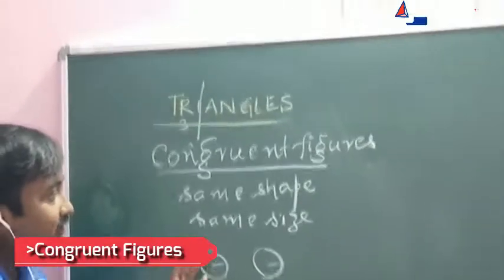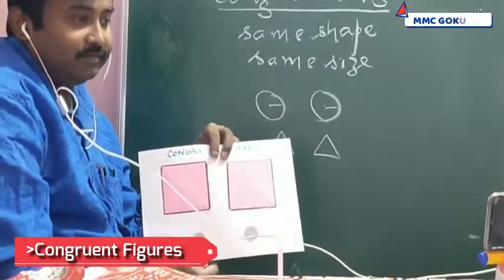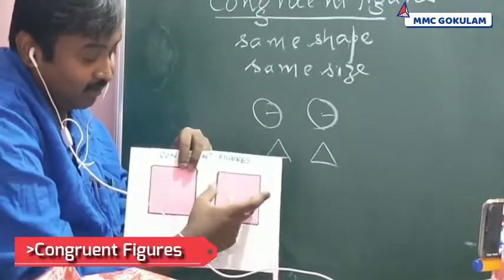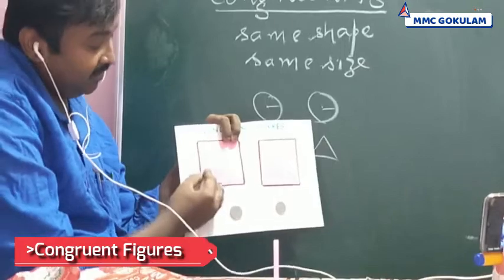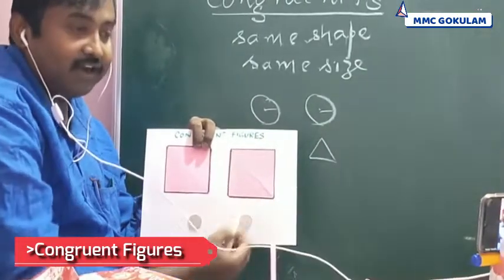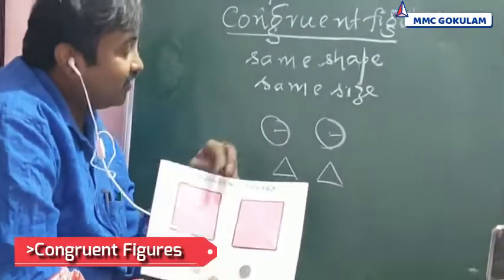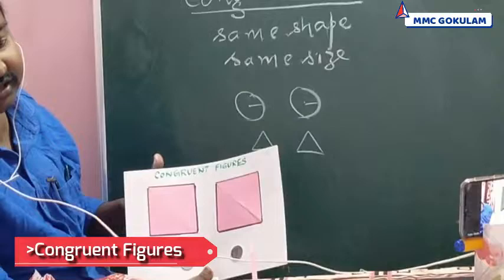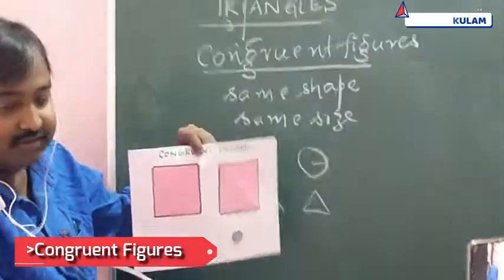But this one, note, they are the same kind. It can overlap each other. The corresponding sides are equal, and angles are also equal. See here, in the square, all angles are 90 degrees. Here also all angles are 90 degrees, and sides are also equal. So such types of figures are called what? Congruent figures. In case of triangles also.